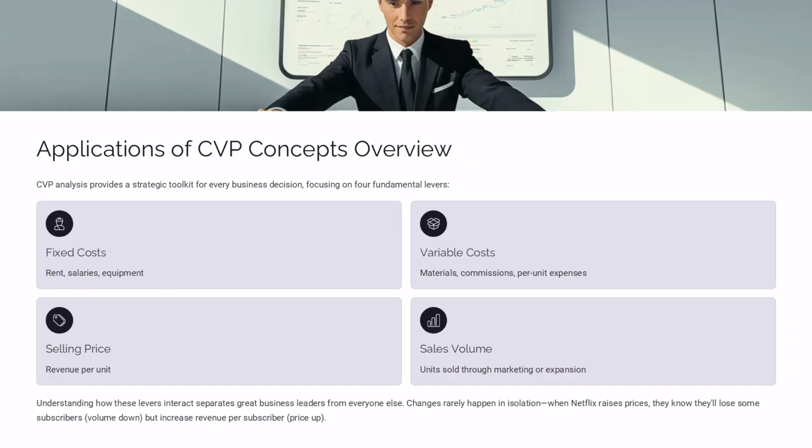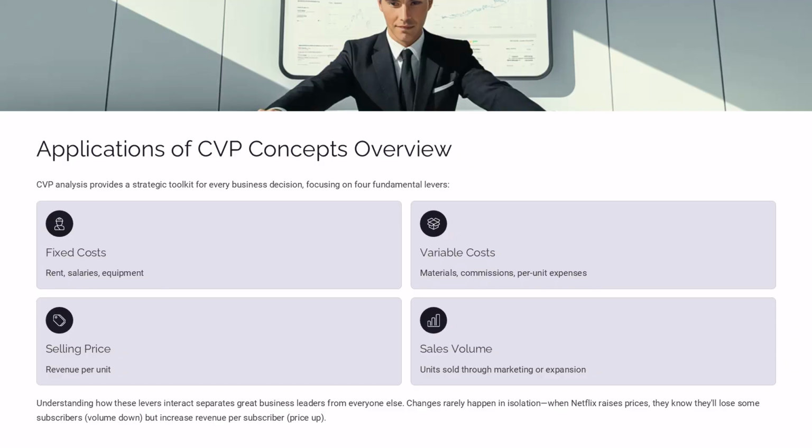Here's what you absolutely need to understand for both exams and your career. Changes in these variables don't happen in isolation. So when Netflix raises prices, they know they'll lose some subscribers, volume down, but increase revenue per subscriber, price up. And CVP analysis tells them exactly where the break-even point is for that trade-off.